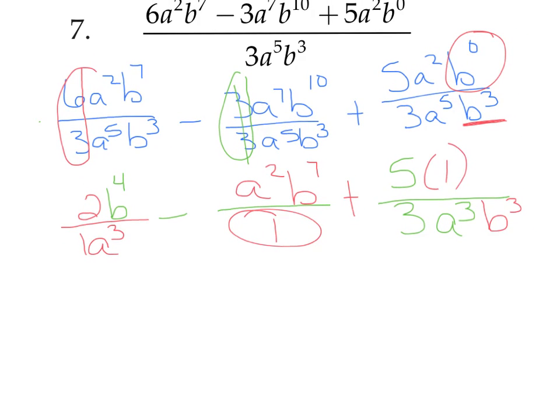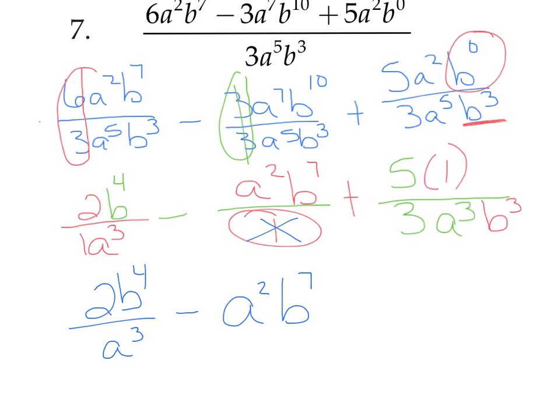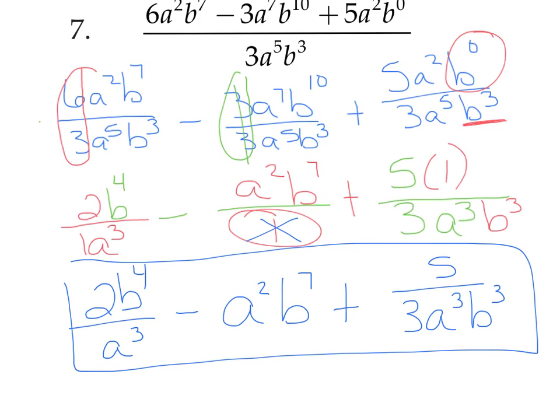See what we got here. What can we do here? We can get rid of this 1 we don't need. So we have 2b to the 4th over a cubed minus a squared b to the 7. Again, we don't need this 1 here. Plus 5 times 1 is 5 over 3a cubed b cubed. Well, that was fun. I think we have another one next to it.